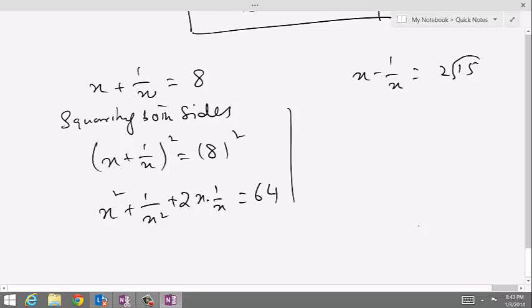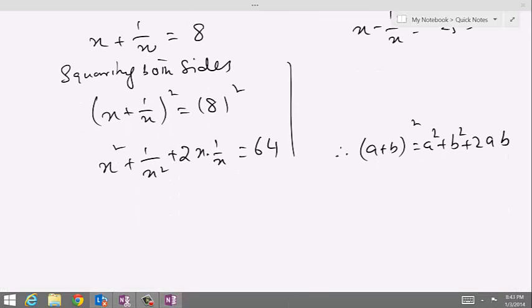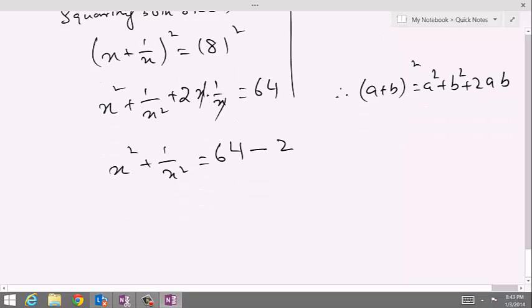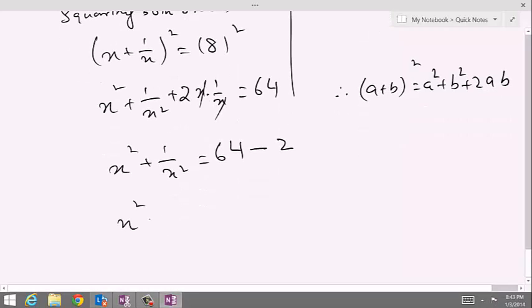That is the formula we are using, is a plus b whole square is equal to a square plus b square plus 2ab. So now you can see x will cancel with itself, and we will be left with x square plus 1 over x square will be equal to 64, and this 2 will go on the other side. This will be x square plus 1 over x square equal to 64.